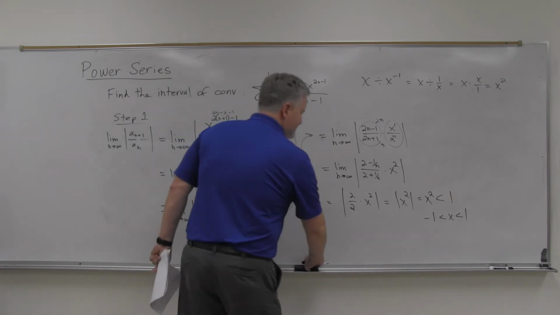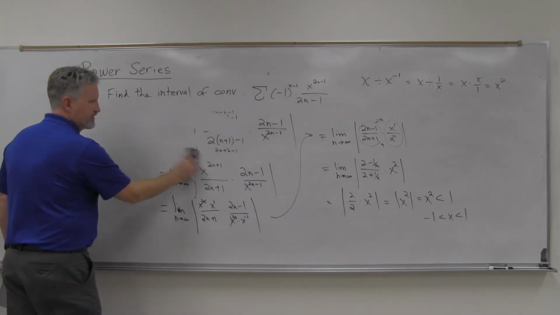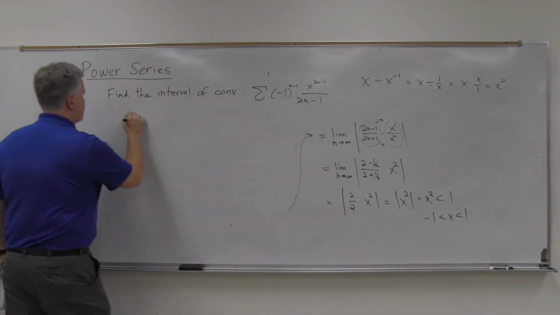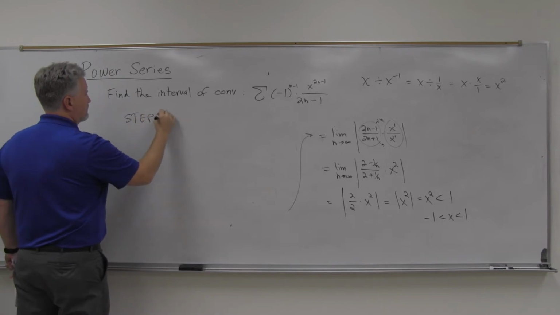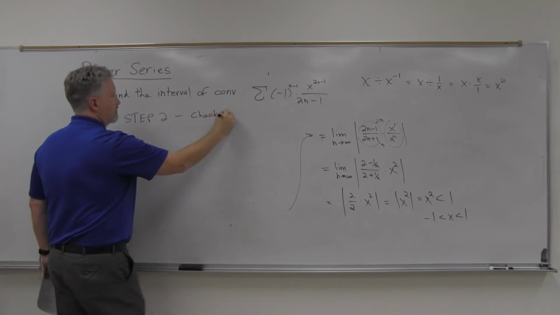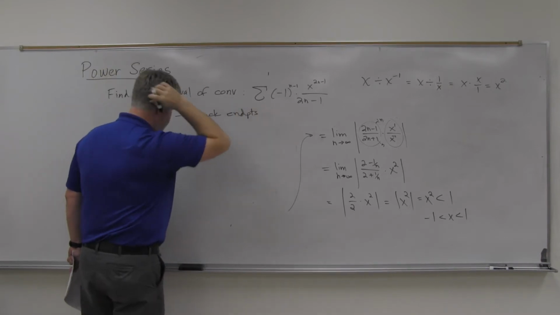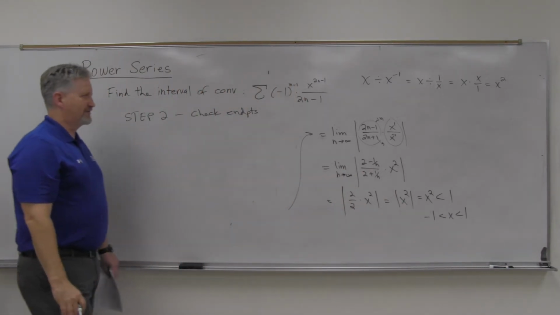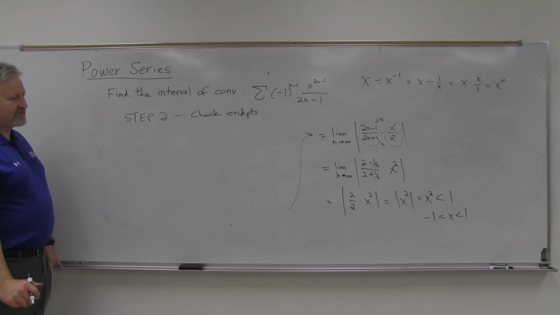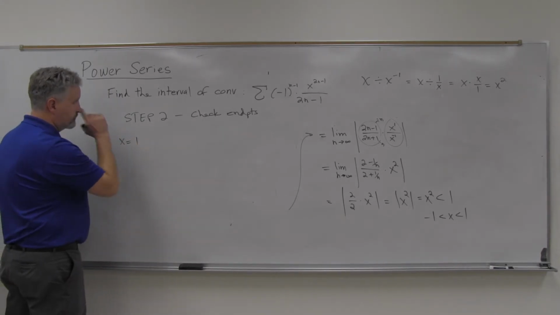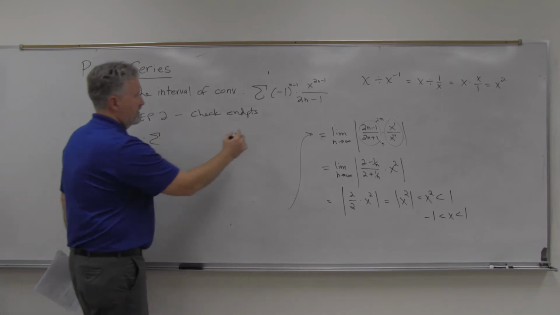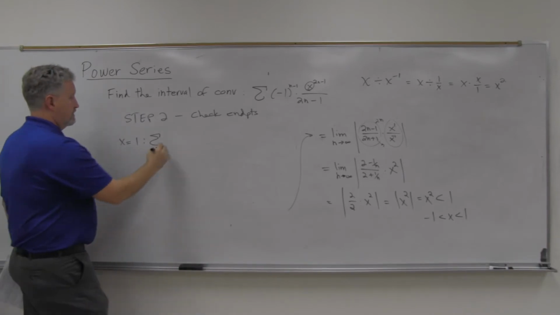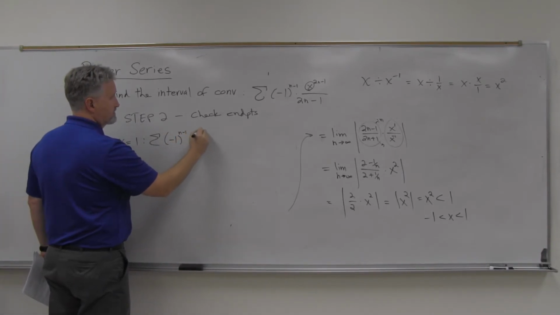That's step 1. So step 2 then is we need to look at those endpoints. Check the endpoints for convergence. So again, it's the same 2 endpoints. They won't always be negative 1 to 1, unfortunately. But in this case, just check them separately. So do x equals 1. What we mean by that is we're going into this series and plugging in x to be 1 and seeing what series that gives us.